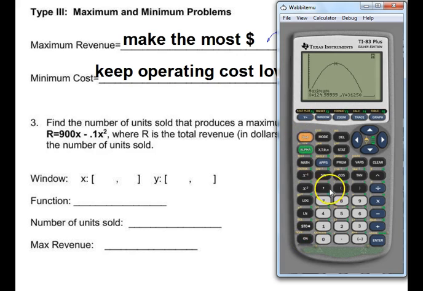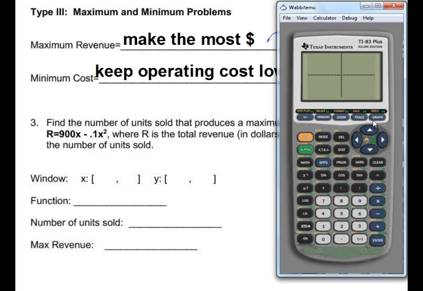We're going to reset the memory, so we're going to do second plus 7, 1, 2. Calculator is now reset. We're going to enter our equation that's given, and it is given as 900x minus 0.1x squared. Alright, we're going to go ahead and graph it.